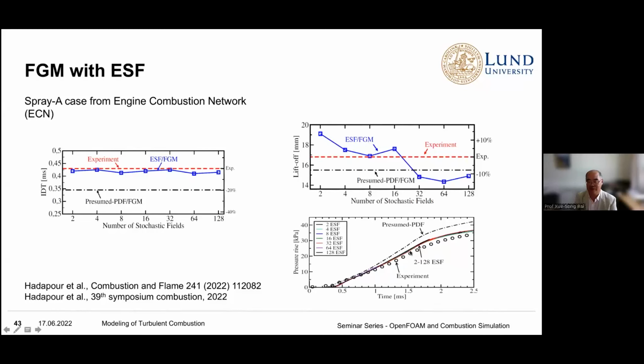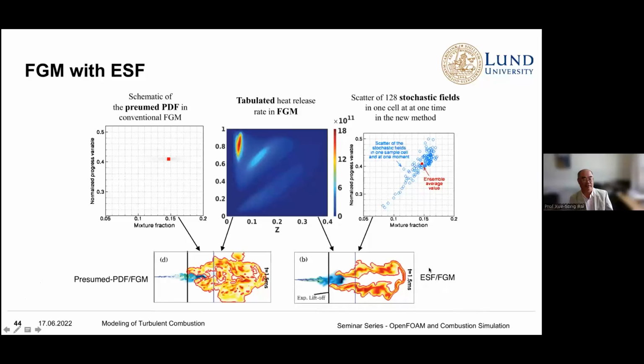And here shows the pressure trace, the pressure rise, with a presumed PDF and with ESF. One has to say that if you tune other spray parameters, maybe with the presumed PDF you can also capture the experiments. I guess some of the groups did that. We used it without tuning much. We found that the ESF FGM can directly capture this flame.